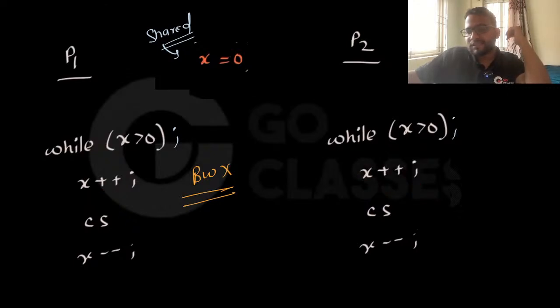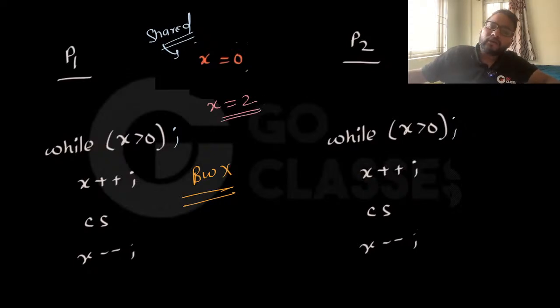So basically x is initially 0 and let both the processes enter the critical section. Mutual exclusion is also not there, but let's not worry about it. And then both the processes increment the x value. Now the x value is 2, right? Now can we just decrement one time? Obviously it is possible because of the race condition.